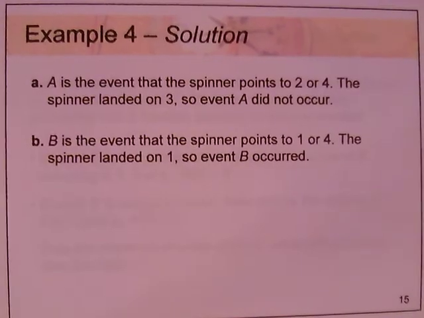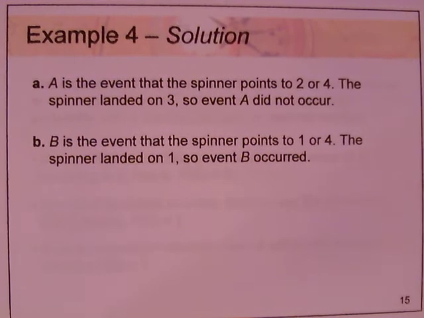Alright, so in this case, to answer part A of that question, A is the event that the spinner points to 2 or 4. The spinner landed on a 3, so event A did not occur. Now in part B, B is the event that the spinner points to 1 or 4. In this case, the spinner landed on a 1, so event B did occur.